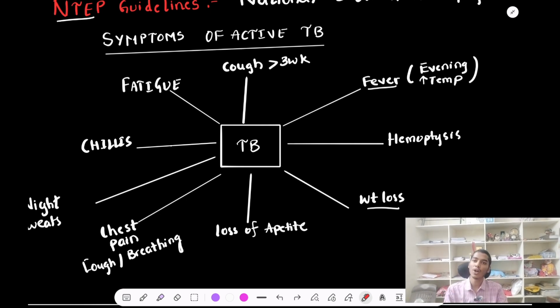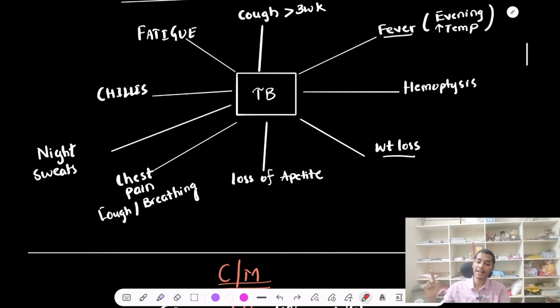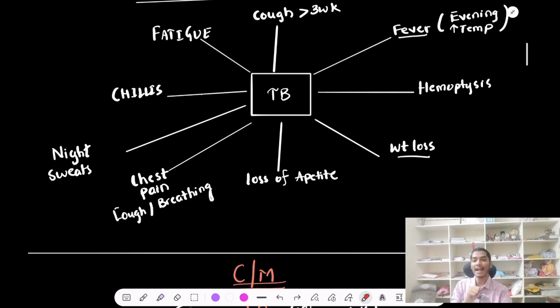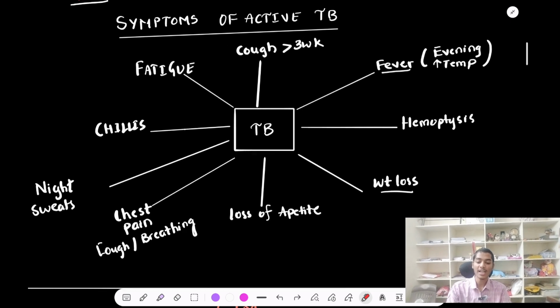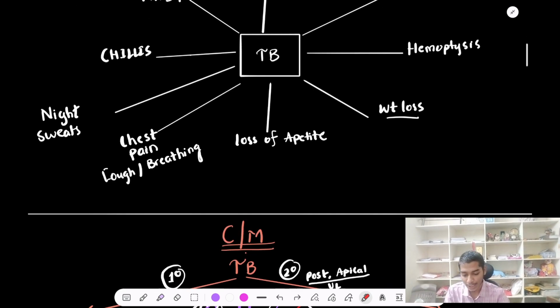And then we have weight loss, and we have loss of appetite, and chest pain while breathing or coughing, and night sweats, chills, as well as fatigue. So these are the symptoms that we will see in active TB.